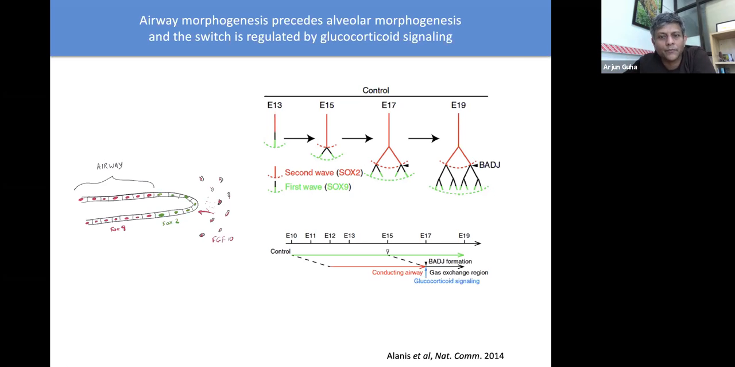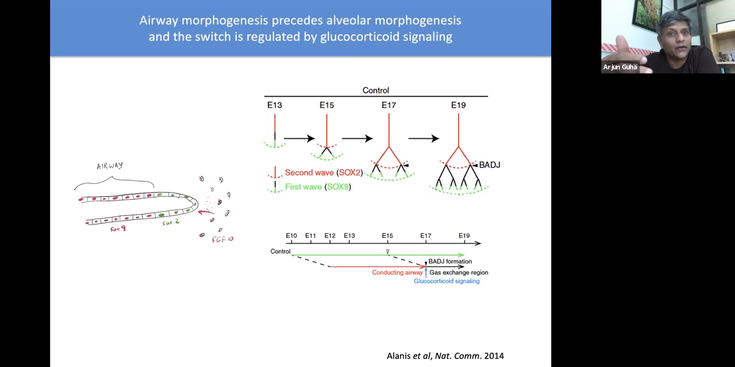So in other words, just to be clear about it, if you were to stimulate glucocorticoid signaling earlier, then the extent to which the structure undergoes branching and generates airways will be smaller.